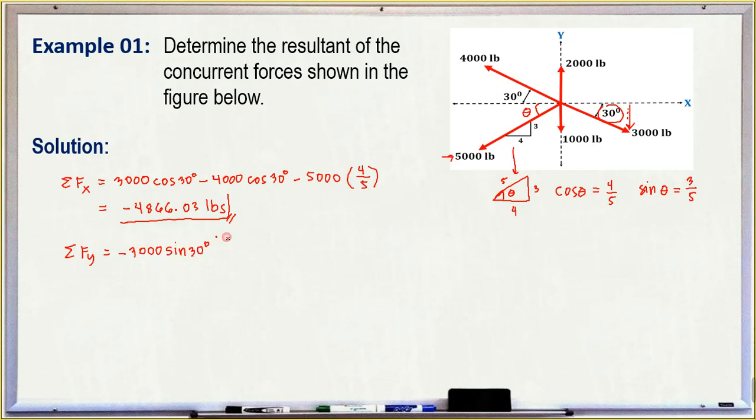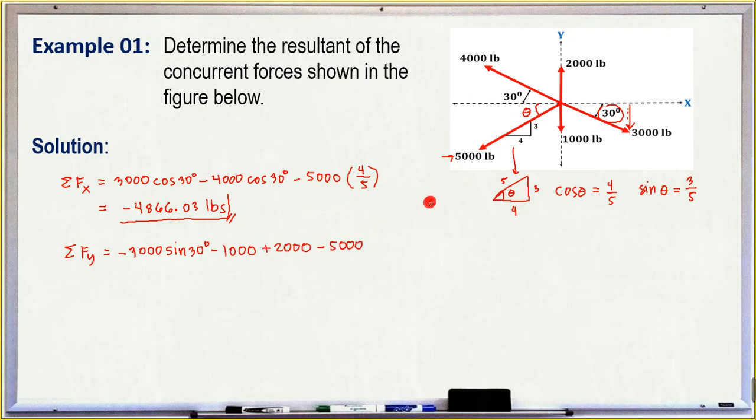Sine 30 degrees. For 1,000, it is downward, so therefore negative 1,000. And for 200, it is upward, so therefore positive 200. And for 500 pounds, it is downward.